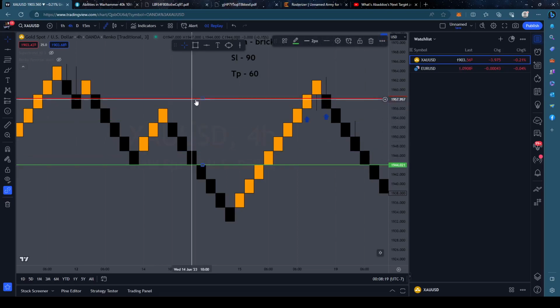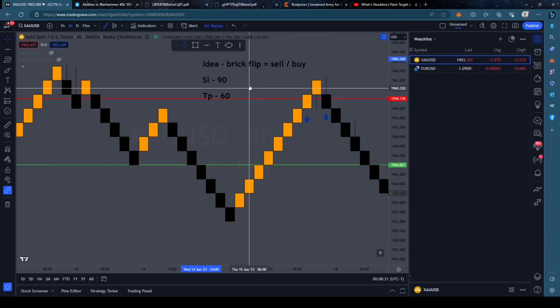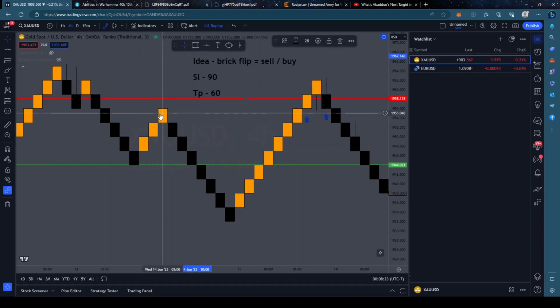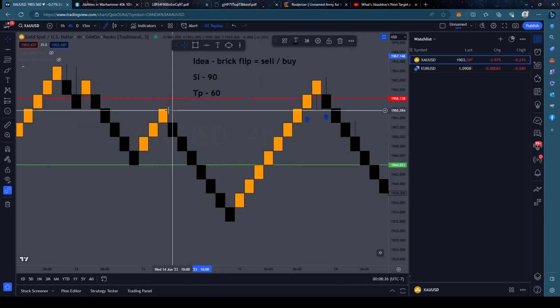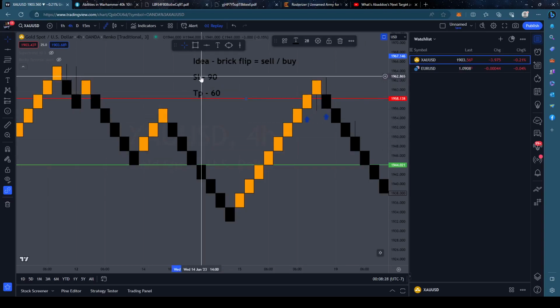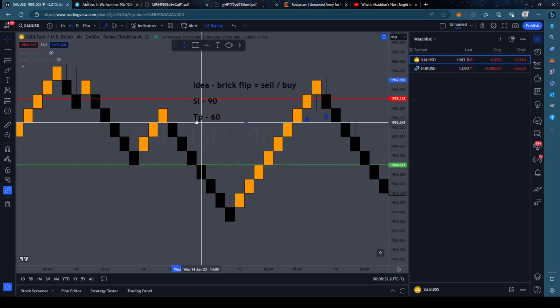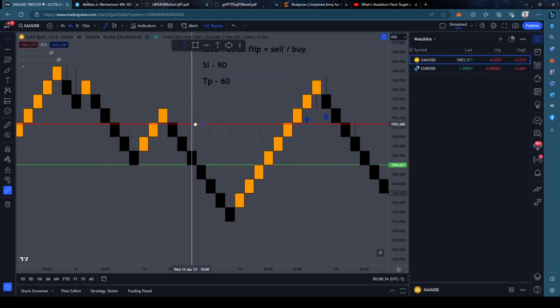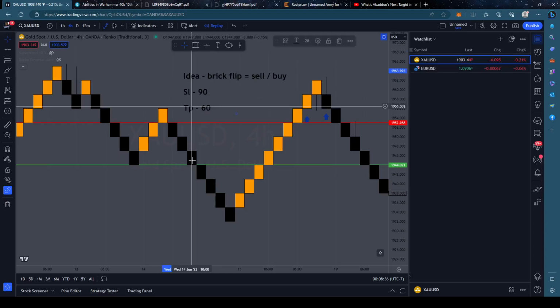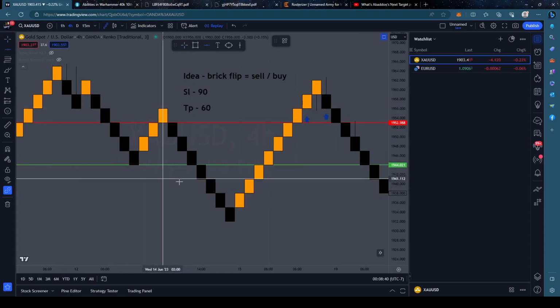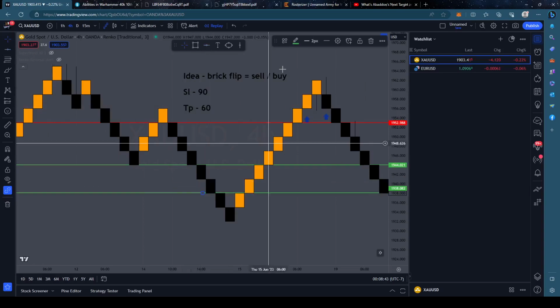After you do your variable, I did my variable of entry, which is it went from here to here. It did a brick flip. And then my stop loss is 90, so I go 9. I already know what that is. It's going to be 3 bricks. And now this is where you backtest. My TP is 60 pips. That's going to be 2 bricks.